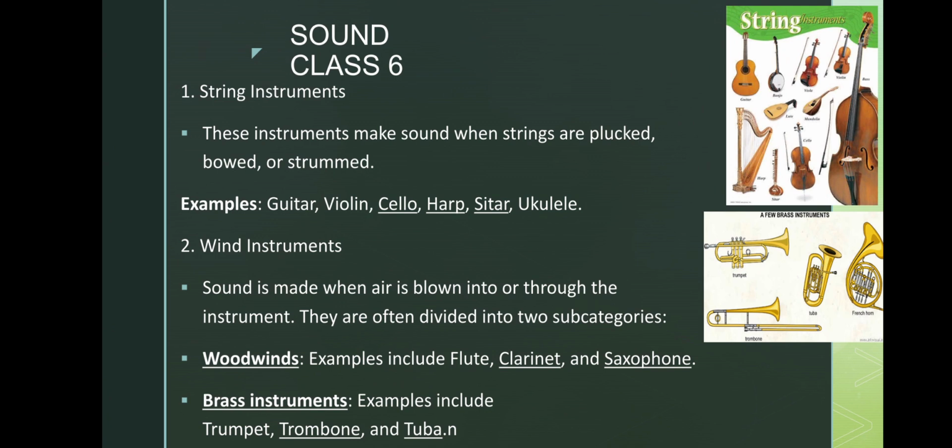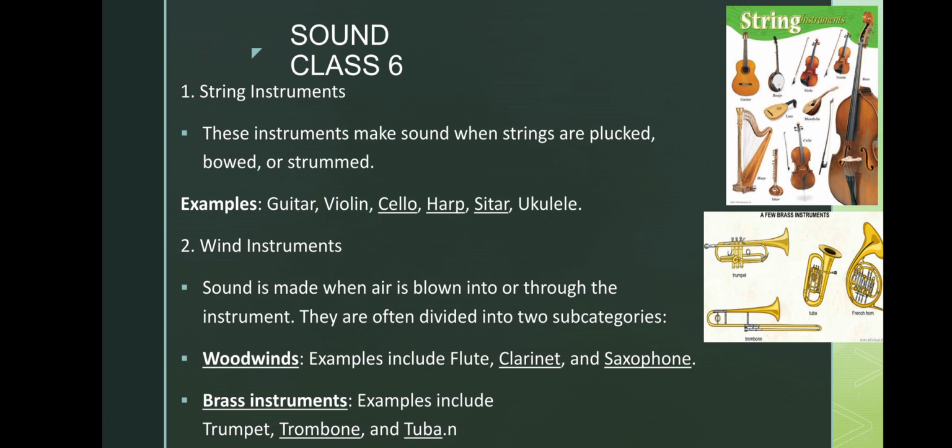Second type of instrument is wind instruments. Sound is made when air is blown into or through the instrument. They are often divided into two subcategories. Woodwinds, examples include flute, clarinet, and saxophone. And brass instruments, examples include trumpet, trombone, and tuba.